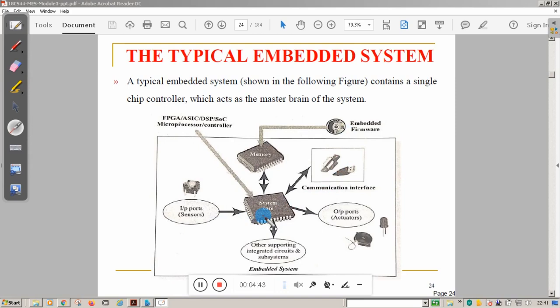Other than that, you need to connect this embedded system to the external world by means of a communication interface. So how can my embedded system core communicate with the external world? By means of a communication interface. This contains USB communication, TCP/IP communication, Wi-Fi communication, wireless communication such as Bluetooth, Zigbee, etc. So we have other supporting integrated circuits, for example a brownout circuit, which is used to reset the embedded system when the input or output voltage goes below a certain threshold value. So these are the various functional parts of the embedded system.